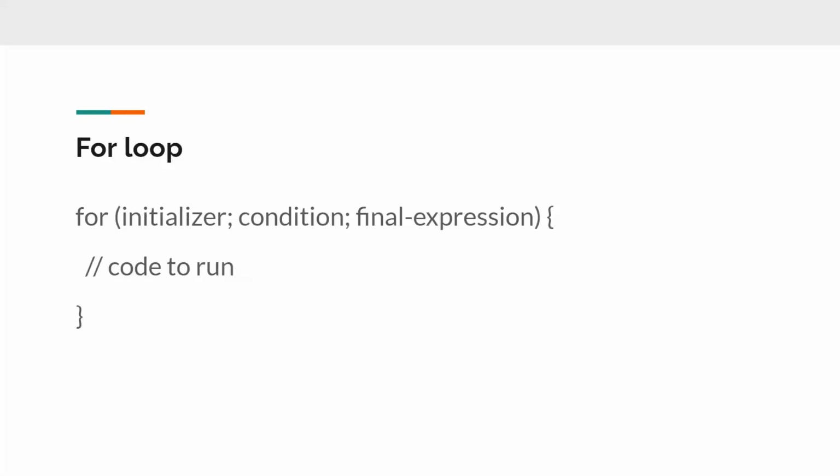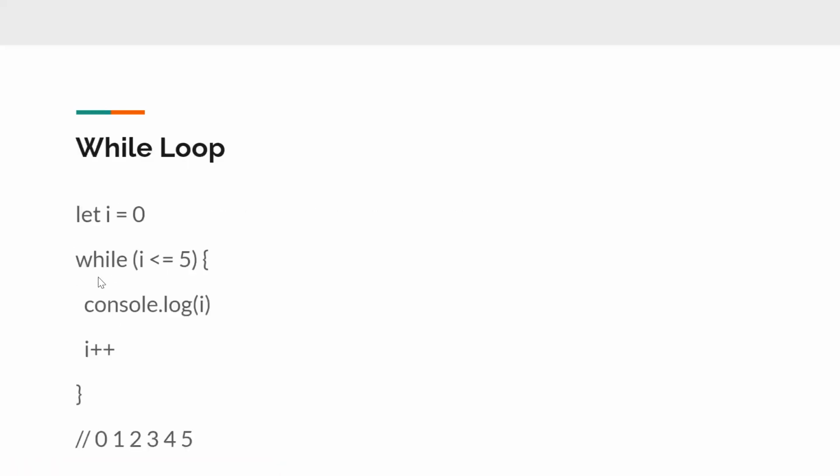So we have for loop. This is basically the syntax for loop. It has an initializer, a condition, then a final expression. Don't worry if this doesn't make sense. When we get to VS Code, all of this is going to make sense, I promise. Then we have the while loop.